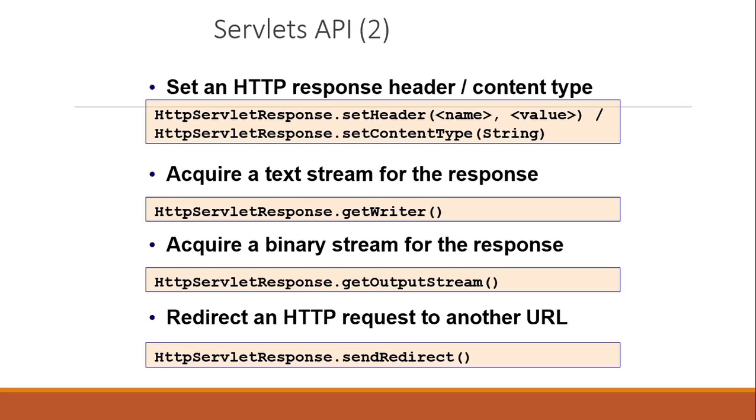Acquire a text stream for the response, acquire a binary stream for the response, and redirect an HTTP request to another URL. So various methods are there for the response: getWriter, getOutputStream, sendRedirect. You have to remember everything so that you can easily do your coding. HTTP servlet response getWriter, if you want to respond in the form of a stream.